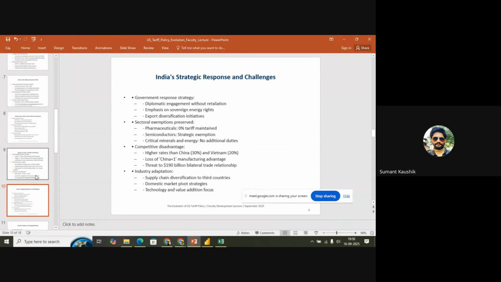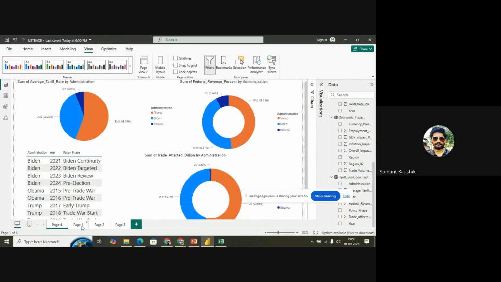So now, how can India respond to these challenges? What can the Indian trade administrators do, and how can the Indian economy respond to these challenges? This we need to understand. But before that, we move to the Power BI analysis now.